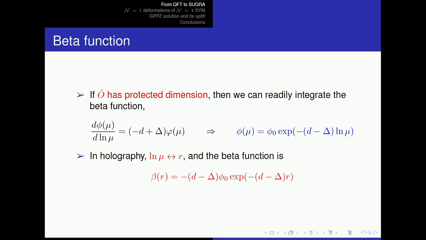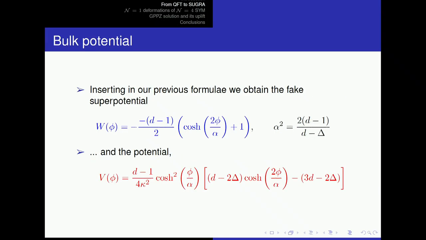So what happens if we now use this beta function in the formulas I gave you earlier? Okay, that's what you get. This is the superpotential, and this is the potential. So then one can ask, has this superpotential and potential appeared before? And the answer is yes. There are many, many cases, and I will review one of them as we move on.